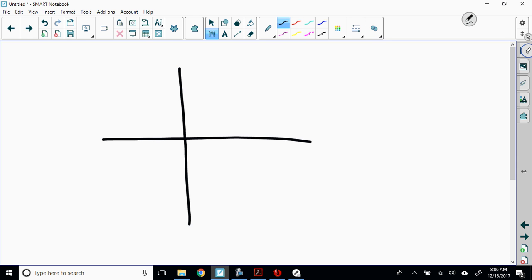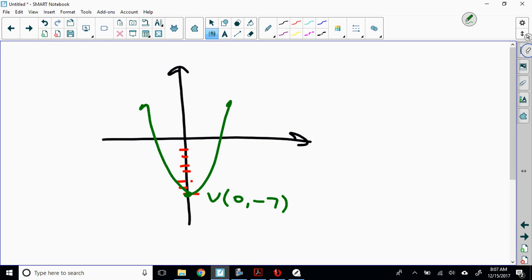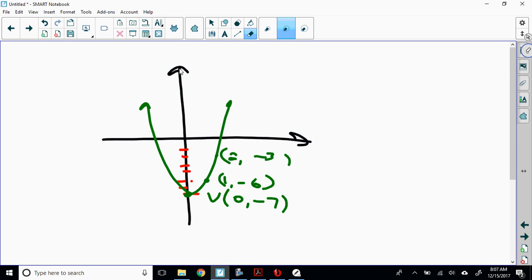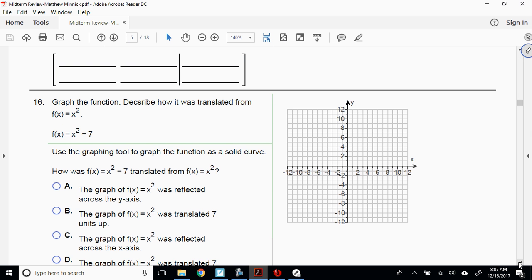16, the graph of x squared minus 7 is just going to be translated down 7. 1, 2, 3, 4, 5, 6, 7. So the vertex is down there at 0, negative 7, and the graph looks something like this. We go over 1 and up 1, and over 2 and up 4 from where we were. That's the idea on that one. For the second half of 16, the right answer is D.